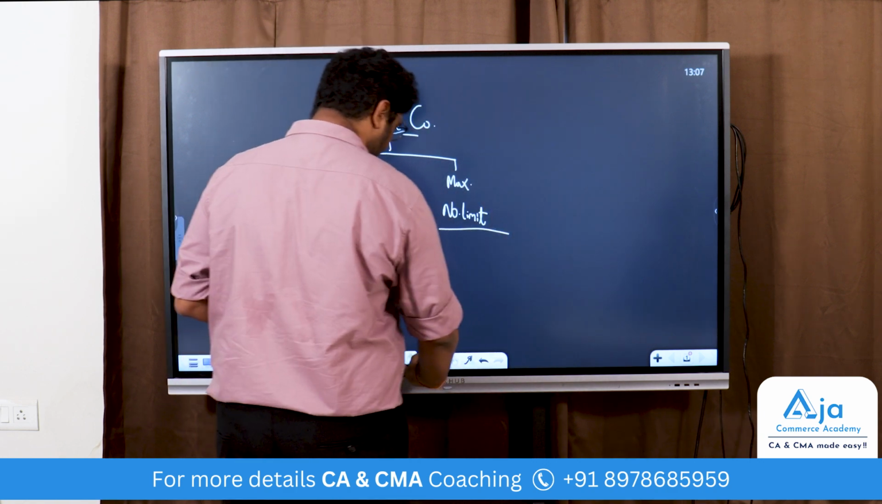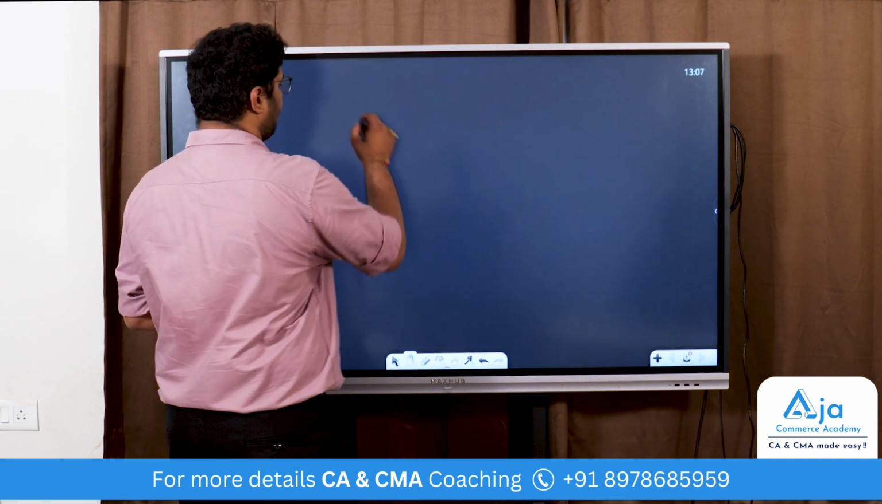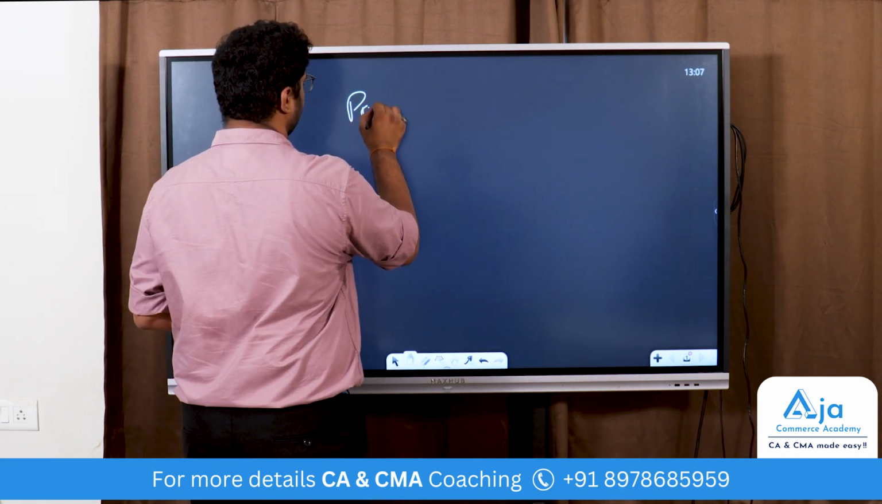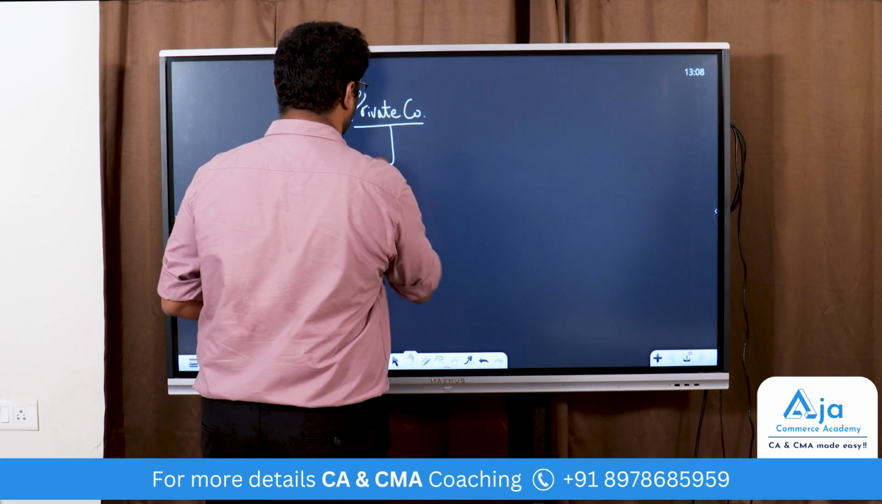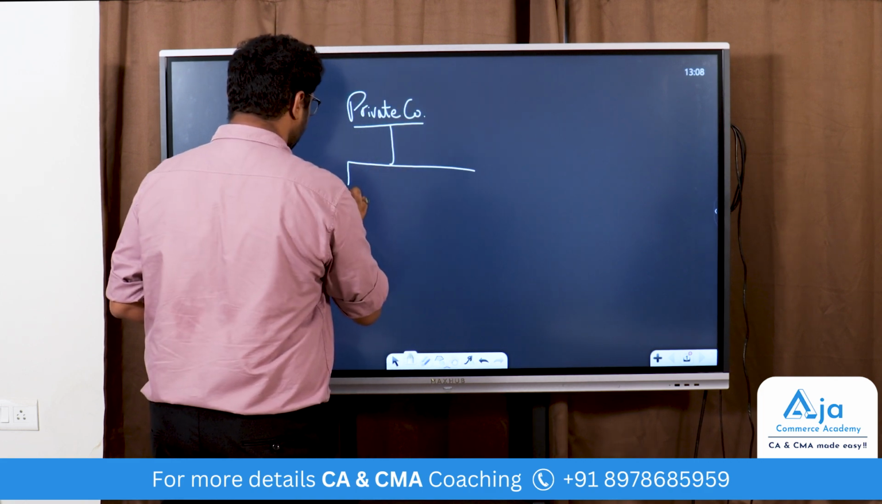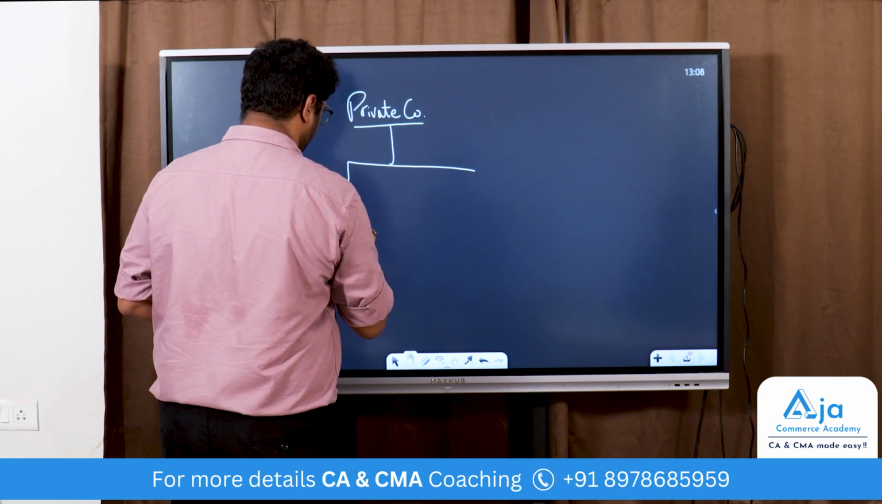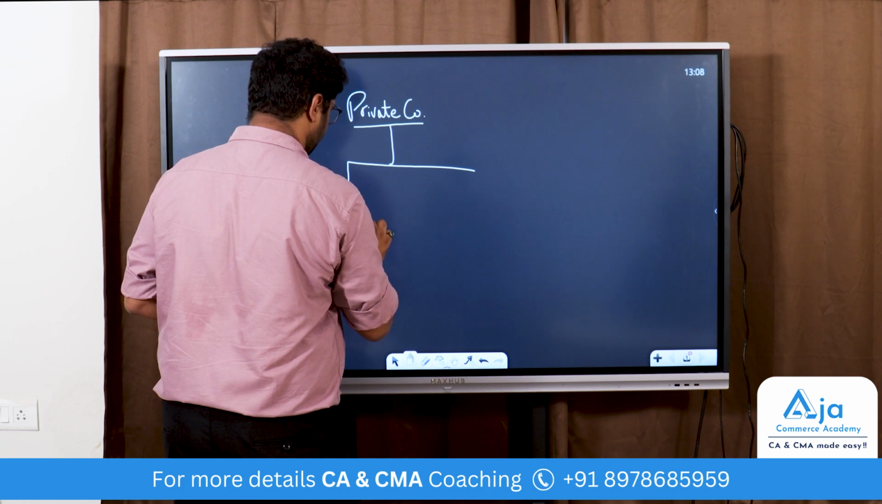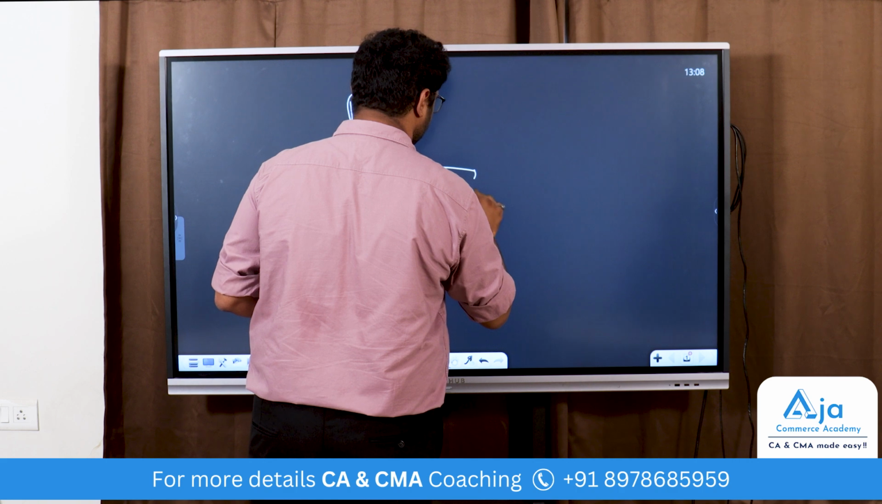Next, for a private company, what is the procedure? For a private company, a minimum of 2 members should be there for incorporation, and a maximum of 200 members.